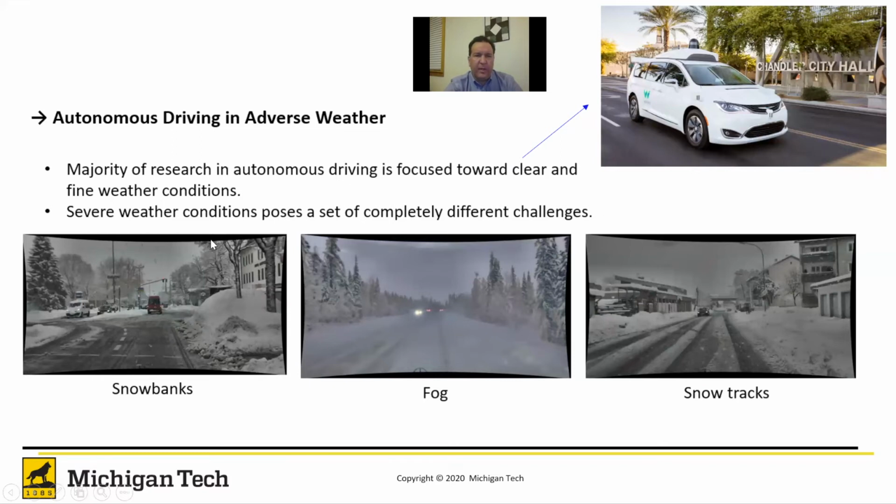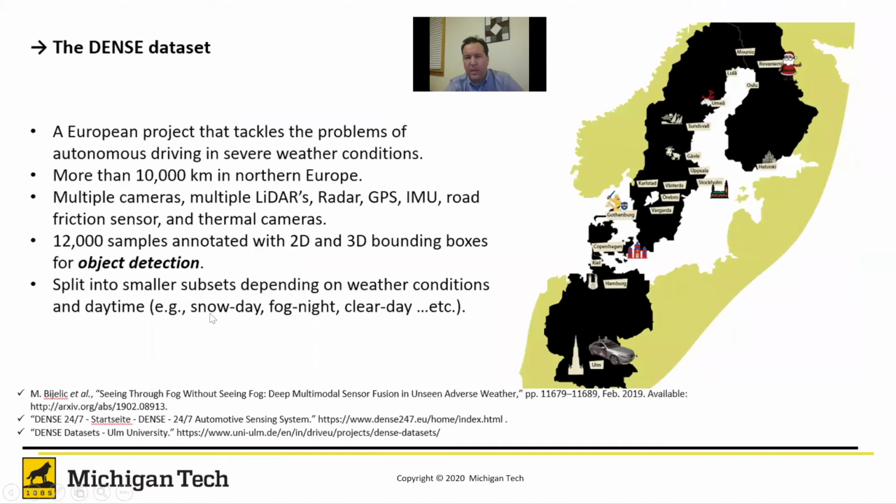So there is this data set we took that recorded data in the snow. Like here, you can have snow tracks, you can have fog, snow banks. I mean, how would a car travel there? And this data set is called a dense data set. It is recorded in Germany, Sweden, and Finland in the winter. It has camera data, LiDAR data, radar, GPS, all kinds of data.